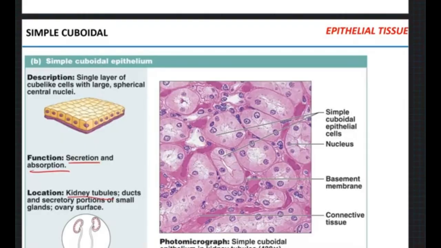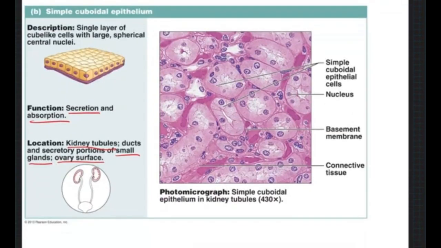Examples: tubules of kidneys, a lot of secretion and absorption. Various glands, a lot of secretion and absorption. And the ovarian surface to maintain the development of a follicle and oocyte. So in this example, you can see simple cuboidal epithelium.